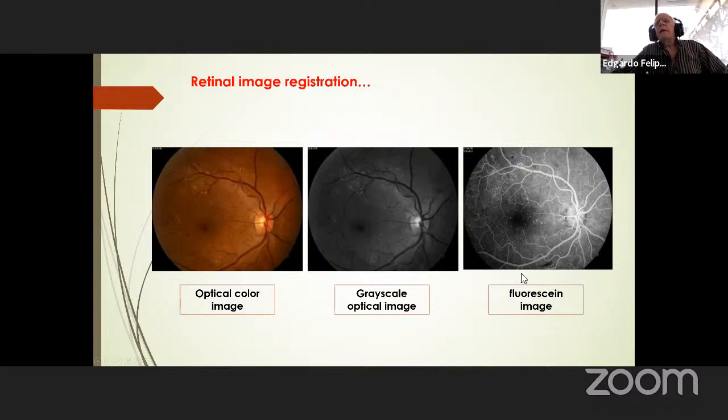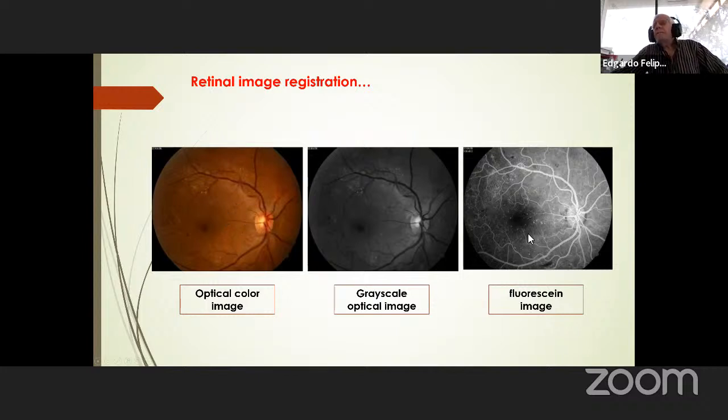Here a fluorescein image is presented. Here you can see the microaneurysms. These little bright dots are the microaneurysms. It is the first symptom of diabetic retinopathy. These are present here also, but they are not visible.